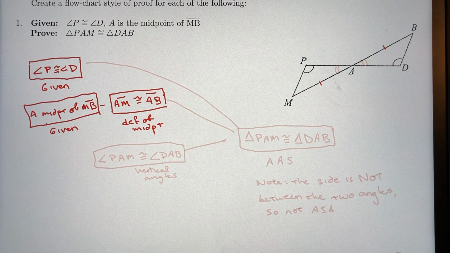Okay. We have two pieces of information. We need a third one. Do we have a reflexive? Oh no, but we do have vertical angles. So now again, angle A, you can't just call it angle A because it's the corner of two different angles. So we'll say angle PAM for the left triangle, and then let's see, DAB, and that is vertical angles.